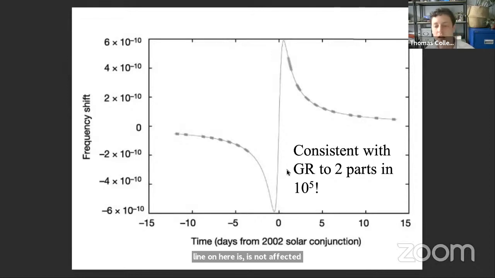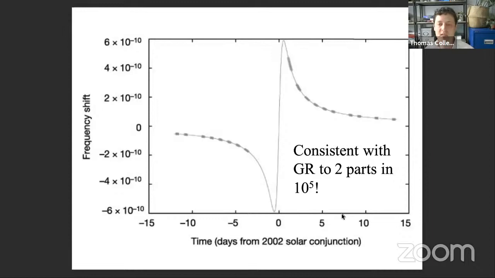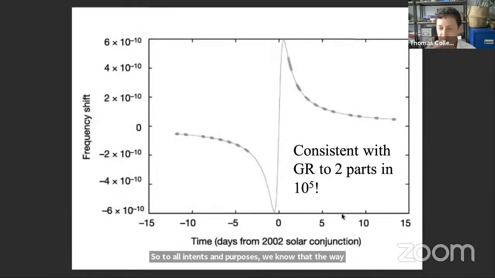It's the prediction for the change in the light travel time as a function. It's the prediction from general relativity. And the cool thing is that this data is so precise and so accurate that general relativity is validated to be correct with an uncertainty of about 2 parts in 10 to the 5. So to all intents and purposes, we know that the way that space-time curves is what general relativity predicts on the scales of our own solar system.